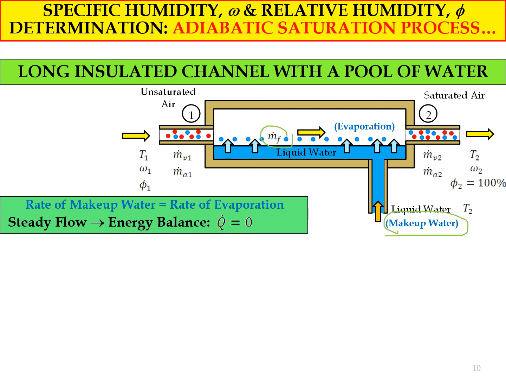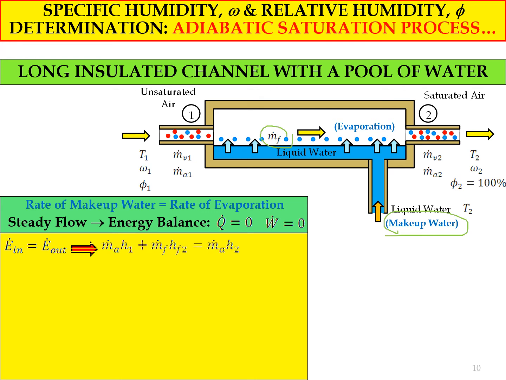From the energy balance equation, we know that Q dot is equal to 0 and work is also equal to 0. So the energy balance is energy in equal to energy out. We know that this is some sort of mixing chamber, so we look into the enthalpy of the system: the mass flow rate of the air times the enthalpy at state 1, h1, plus m dot f times hf2, equal to m dot a times h2. This is at state 1, this is the evaporation process, and this is the final state, state 2. And from this equation, we can expand it to be something like this.